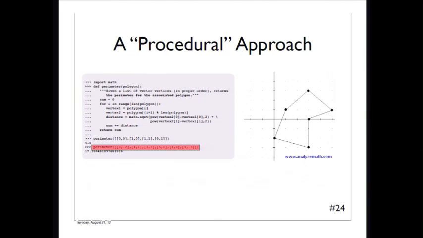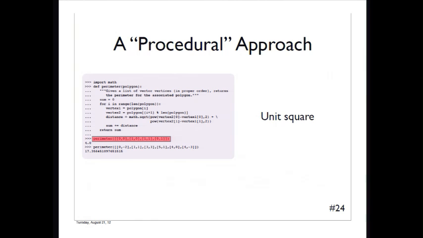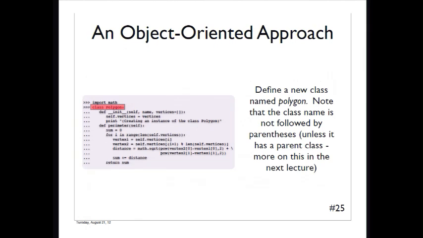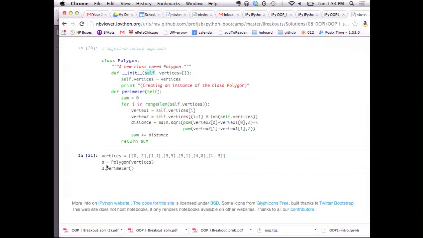For the unit square, which is 0, 1, 0, 1, you get 4, which is the right perimeter. For a more complicated polygon, you get this 17 number. So you can do the same thing with a perimeter function that does exactly the same thing with the class approach, and it's more beautiful to execute. You can say A equals a polygon, and then you give it the list of vertices, and then for the perimeter of A, you say A dot perimeter.